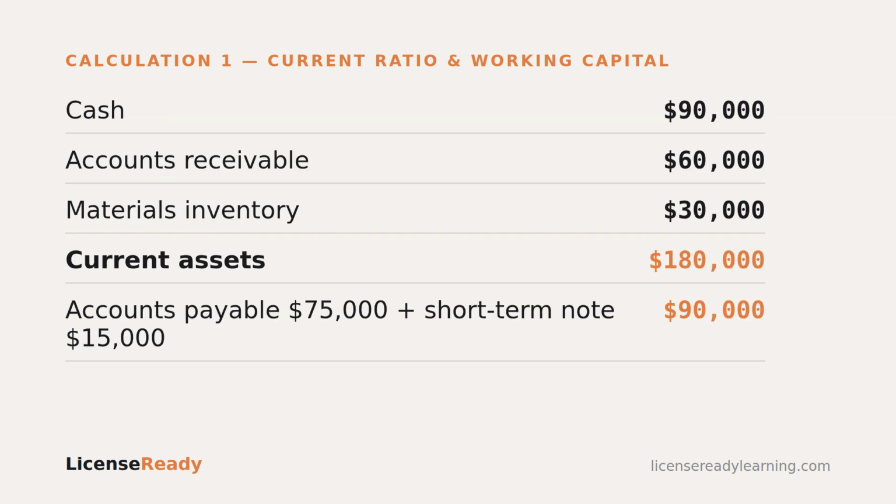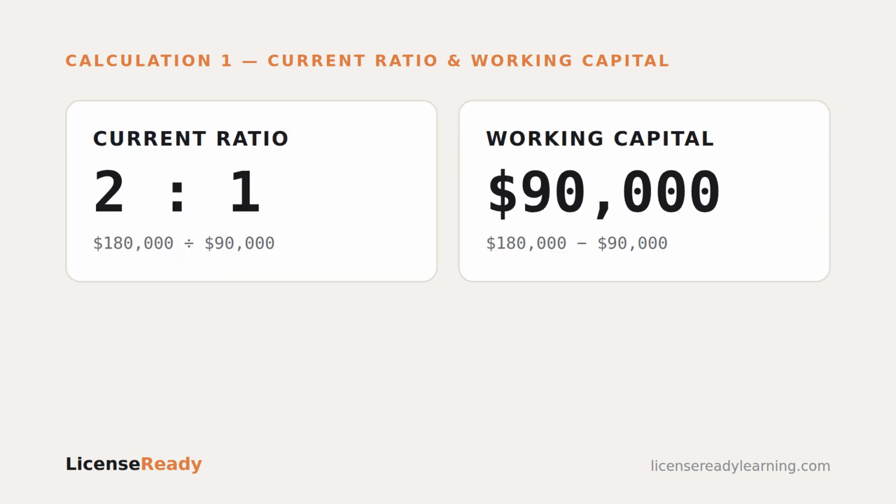Say your company has $90,000 in cash, $60,000 in accounts receivable, and $30,000 in materials inventory. That's $180,000 in current assets. You owe $75,000 in accounts payable and $15,000 on a short-term note. $90,000 in current liabilities. Current ratio, 180 divided by 90, and that's 2 to 1. Working capital, 180 minus 90. That's $90,000.